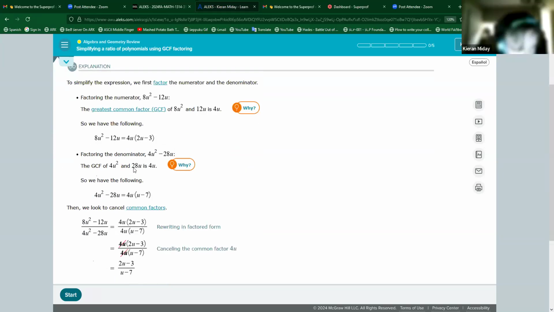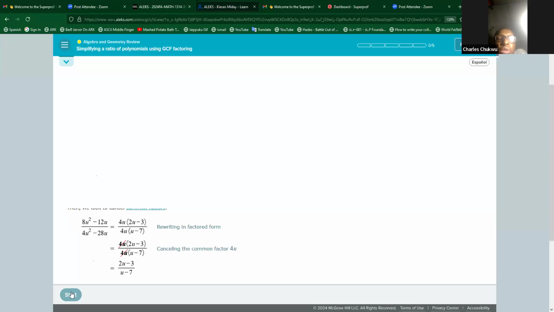The factor in the denominator is also 4u, so u minus 7. And that's our final answer. Of course it is.